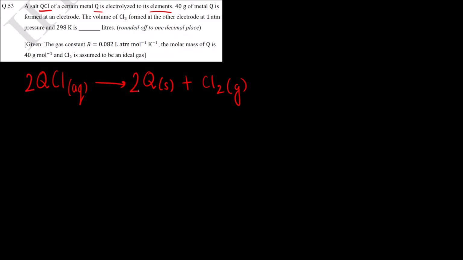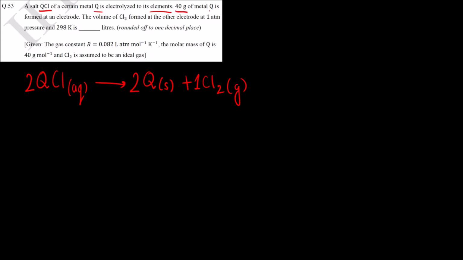A salt QCl of certain metal Q is electrolyzed to its elements. Okay, what does that mean? Salt QCl, that is in aqueous form, undergoes electrolysis to form the corresponding metal plus chlorine gas. Okay, these are the elements. Is this reaction balanced? The answer is no. Here there are 2 moles of chlorine, so there should be 2 moles of QCl, which means there will be 2 moles of metal as well, and 1 mole of Cl2. Okay, now the reaction is balanced.